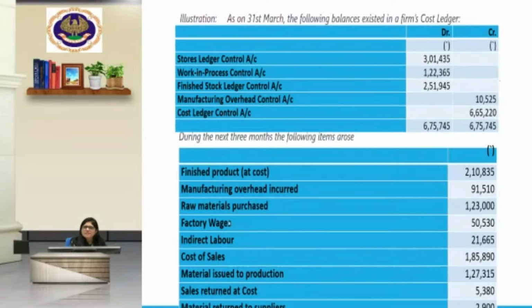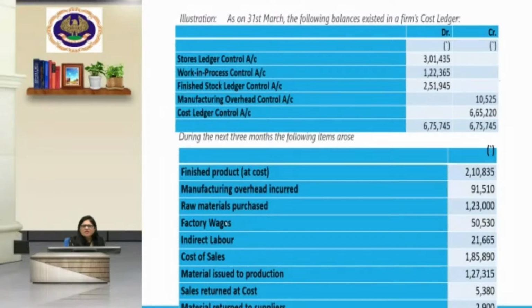Factory wages are incurred. Factory wages, just factory wages. That means they must have been paid or not paid, whatever. Whether paid or not paid, cash or credit, there is no differentiation in cost accounting. In financial accounting, we credit cash or we credit the creditor. But in cost accounting, there is no difference between cash or credit. It's just cost ledger control account.